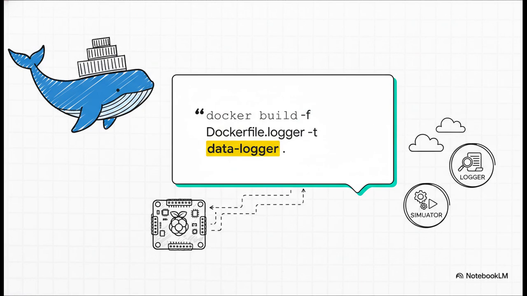With that recipe, our Dockerfile, all written, we just execute a single docker build command. Docker reads our instructions and perfectly assembles a self-contained, runnable package that we call an image. We'll build one for our logger and a separate one for our simulator.